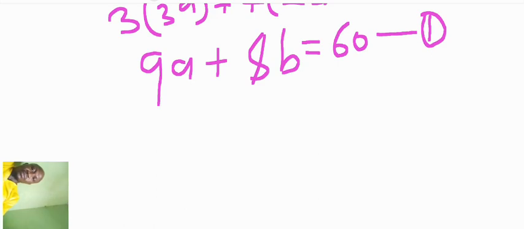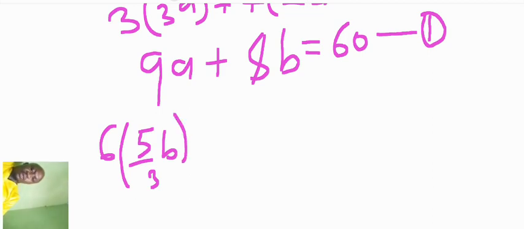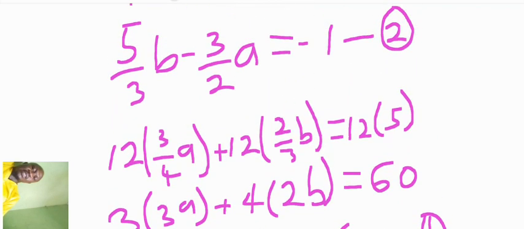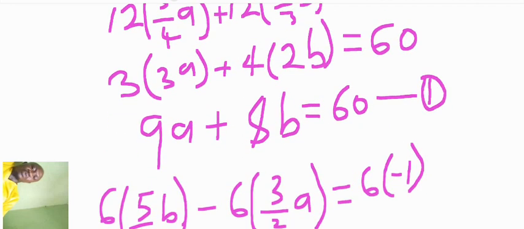So we have 6 multiplying 5/3 B, minus 6 multiplying 3/2 A, is equal to 6 multiplying -1. So what we are doing is that we use the LCD, which is 6, to multiply this term. We use it to multiply this term. We also multiply this term. That's exactly what we are doing.